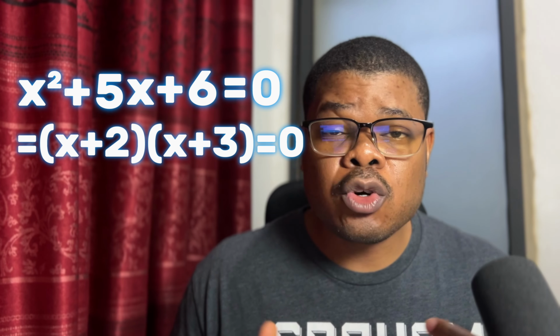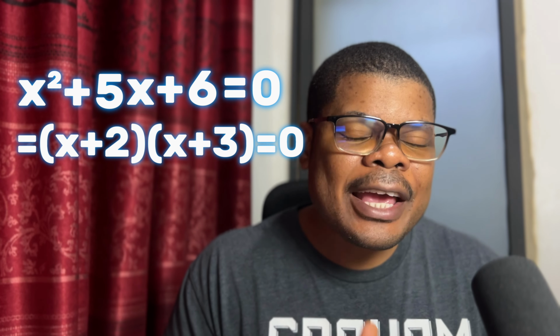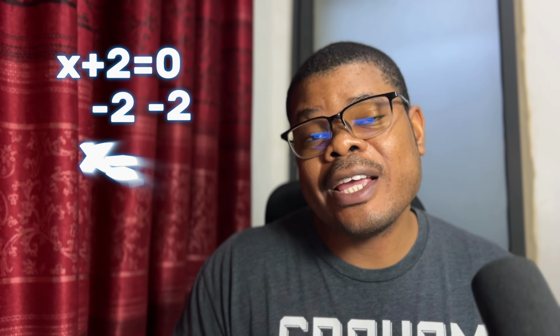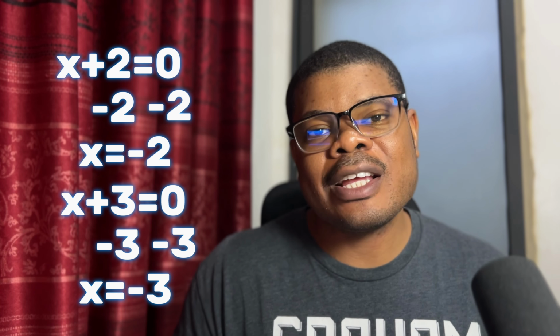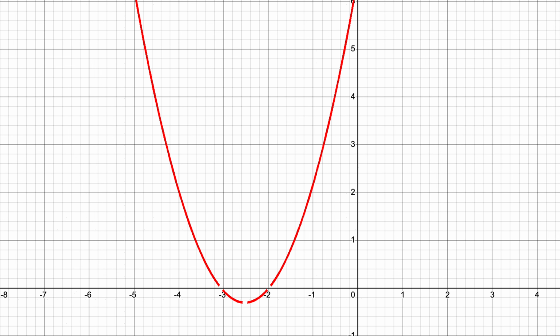So when we use our zero product rule that we just discovered earlier, we'll find out that it is either x plus 2 is equal to 0 or x plus 3 is equal to 0. So subtracting 2 from both sides, we get x equal to minus 2. And on the other side, when we subtract 3 from both sides, we get x equal to minus 3. So those are our roots of the quadratic equation. If you happen to graph this parabola, you will find out that where the arms of the parabola hit the x-axis are at minus 2 and minus 3.